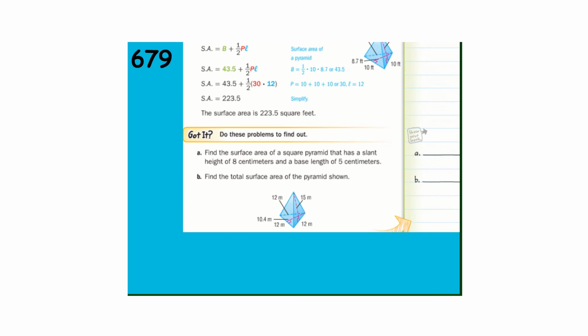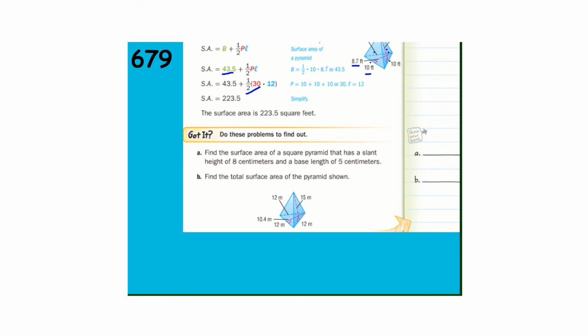Here's another one. Same thing. The area of this base is half of 10 times 8.7, so half of 87, and they get their 43.5. Then they want half of the perimeter. We have 10, 10, and 10, and half of that would be 15. So we can do 15 times the lateral height of 12, and we get 223.5.